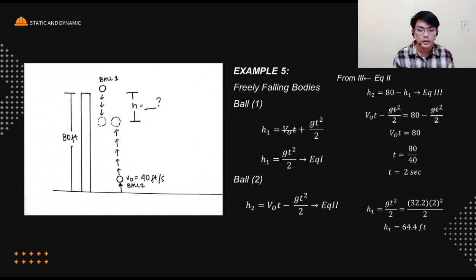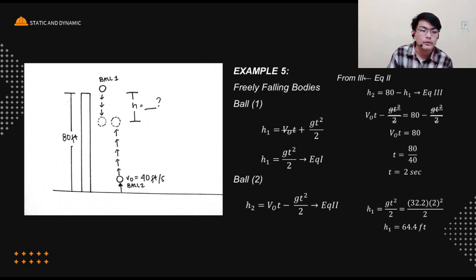Then let's look at our ball 2. The height of our second ball equals the velocity times time minus gravity times t squared over 2, and that shall be our equation number 2. And then for equation number 3, we have h2, or our height 2, equals 80 minus h1, and that should be our equation number 3.